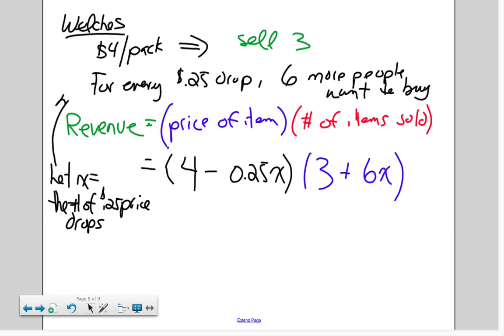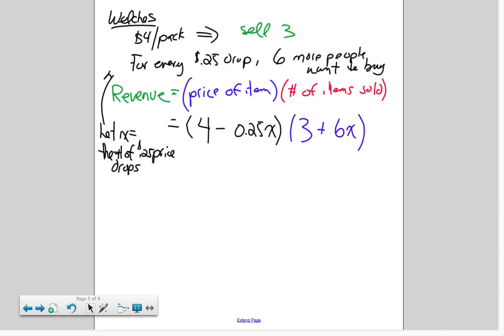So how can I maximize my revenue? Anyone? You make it $2. No. How can I maximize my revenue? How can I solve for this? What do I have in here with the brackets? What am I going to get? Solve for x. Okay, I'm not quite solving for x yet. What do I have here?